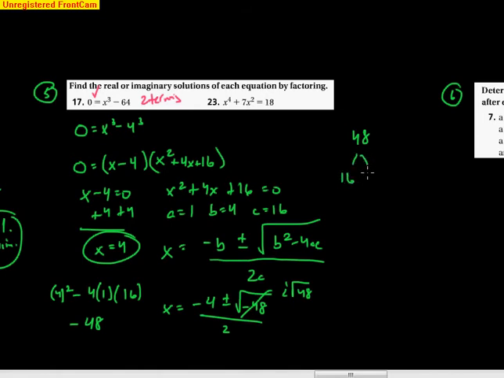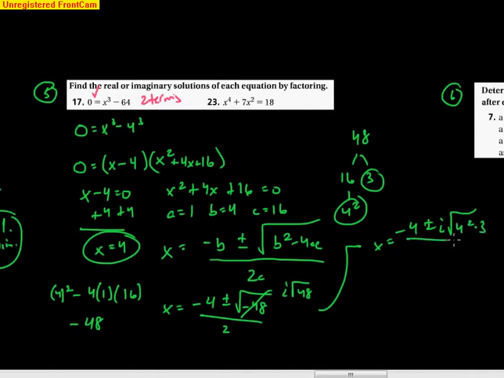48 is going to be 16 and 3 because 16 is a perfect square, 4 squared. So 48 is 4 squared and 3. So we have x equals the opposite of 4 plus or minus i square root of 4 squared times 3, all over 2. The 4 will come out because it's squared in front of the i. The 4 squared is gone, 3 is inside the radical, and 2 is down below.